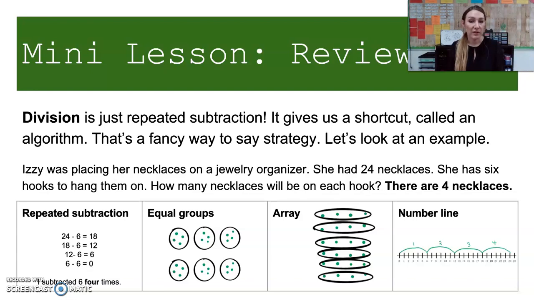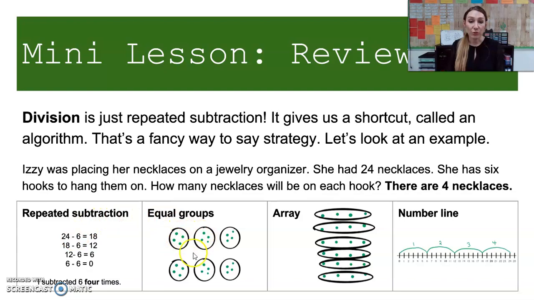Izzy was placing her necklaces on a jewelry organizer. She had 24 necklaces. She has 6 hooks to hang them on. How many necklaces will be on each hook? So we could use repeated subtraction where we repeatedly subtract 6. We would do that 1, 2, 3, 4 times.